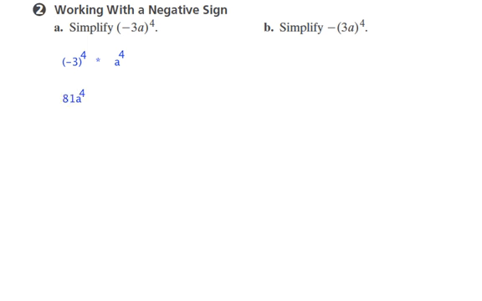For part B, we have negative outside the parentheses, 3a to the 4th. That negative sign is not going to be multiplied or taken to the 4th power. So our final answer is going to be negative. So we have our negative sign, then we have our 3 to the 4th power times our a to the 4th power. Well, 3 to the 4th power is 81, and since our negative sign was outside of the parentheses, we end up with negative 81 a to the 4th.